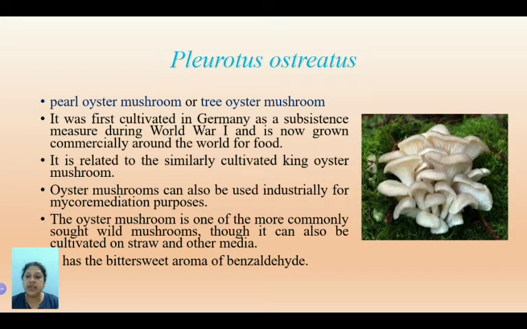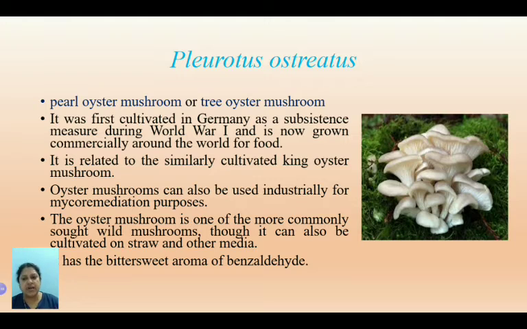They did not get any food source. So during that time they started growing this type of mushroom, and they relied on that mainly for the protein source. After that, later on, it was slowly grown for commercial purposes also. It is closely related to the king oyster mushroom, and nowadays they are using it for the mycoremediation process.